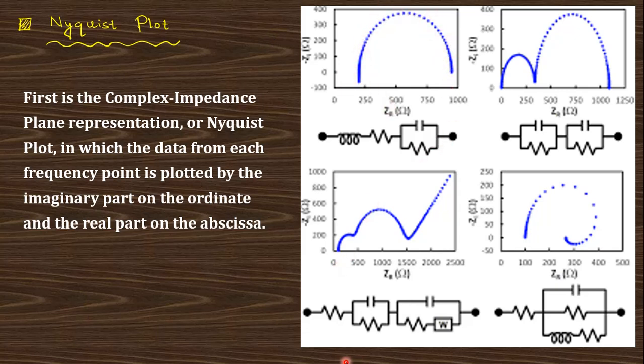And this behaves like this equation. This is a semicircle equation. If you take the relation between the real part and imaginary part of impedance, you get the equation for this semicircle. Okay, so this is called the Nyquist plot. For this simple one semicircle, the equivalent circuit will be like that. There is an L, R, and C, with R and C in parallel combination.